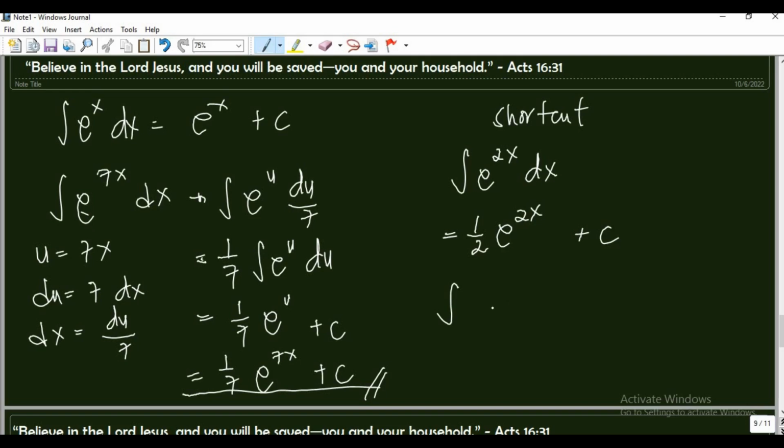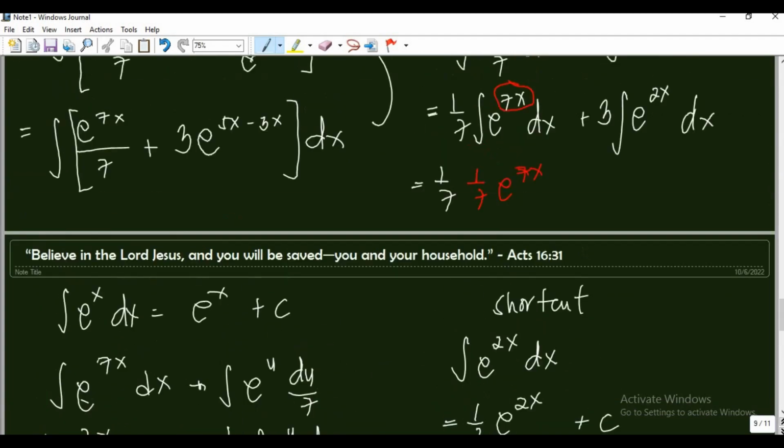Ulit, if the given is the integral of e raised to 4x dx, if you want to get the integral of it, simply copy e raised to 4x and take the reciprocal of that constant na katabi ni x, which is 1/4 plus c. Okay? So, balik tayo dito.